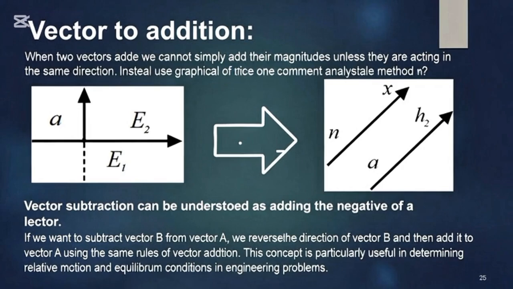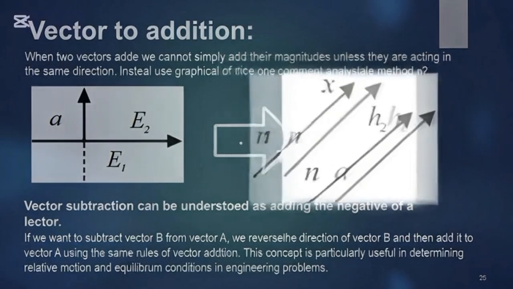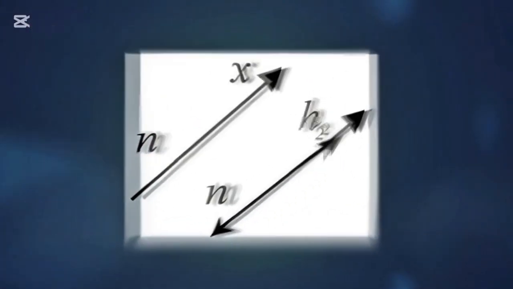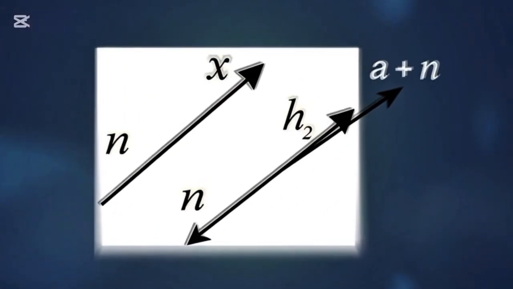Vector subtraction can be understood as adding the negative of a vector. If we want to subtract vector b from vector a, we reverse the direction of vector b and then add it to vector a using the same rules of vector addition. This concept is particularly useful in determining relative motion and equilibrium conditions in engineering problems.